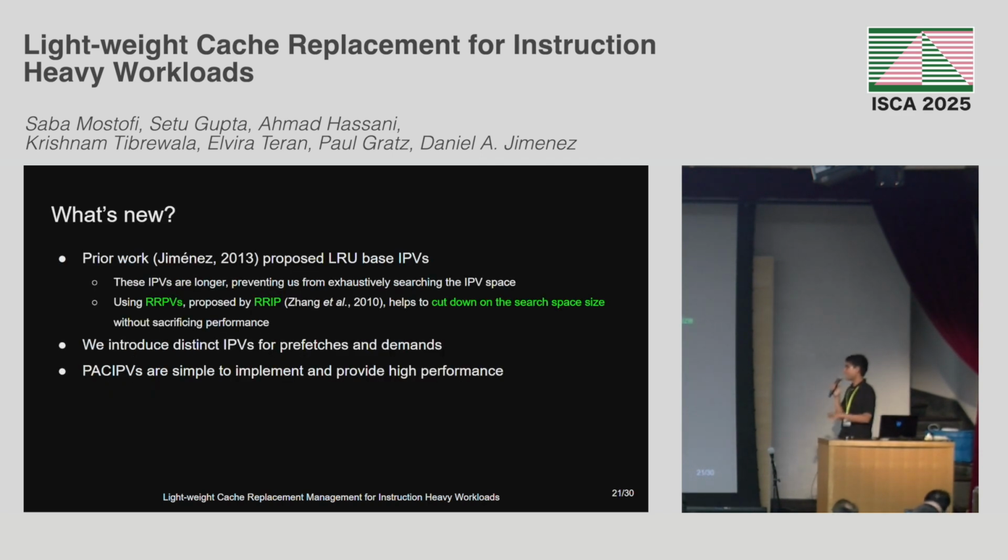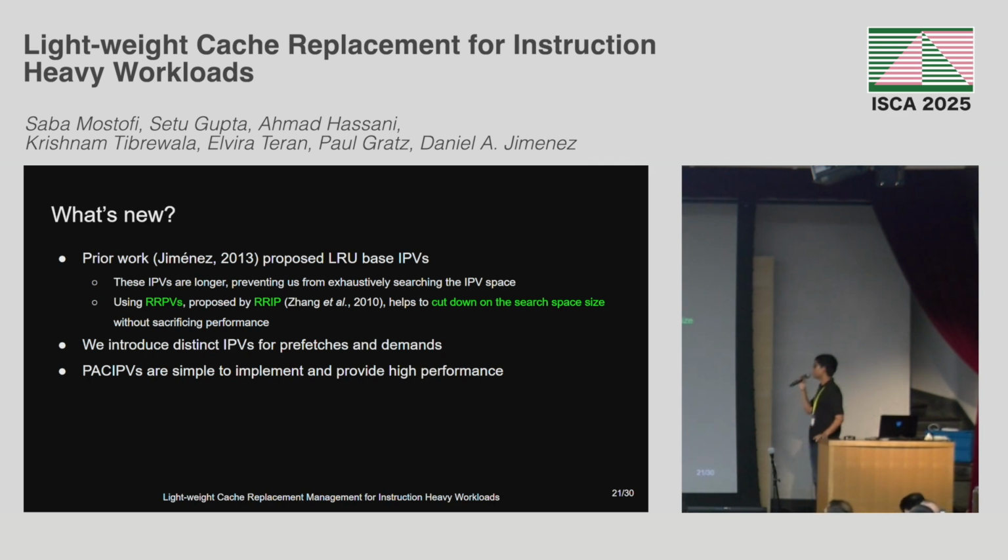So just to recap, what is it that we are proposing? What's new about our work? First of all, we are proposing to use RRPVs instead of LRU positions as proposed by RRIP. This helps in two ways. First of all, it reduces the overhead of this policy, and secondly, it also helps to cut down the search space, because up till now, I just showed you how IPVs work. I never told you how do we find these IPVs in the first place, right? So we're going to have a search algorithm which finds it. We want to make sure that the search space isn't too large, because otherwise you cannot finish your search.